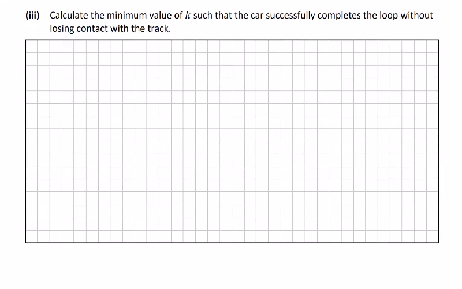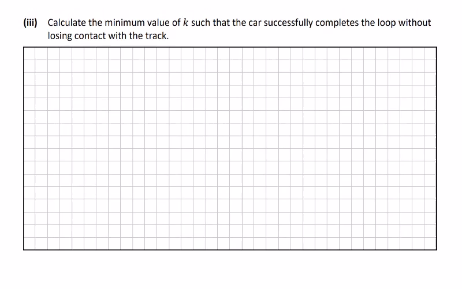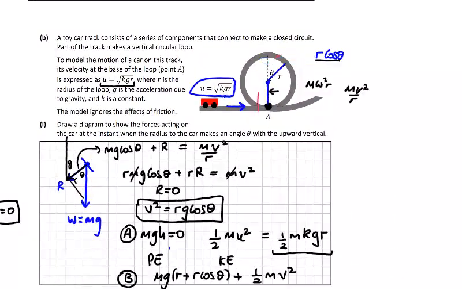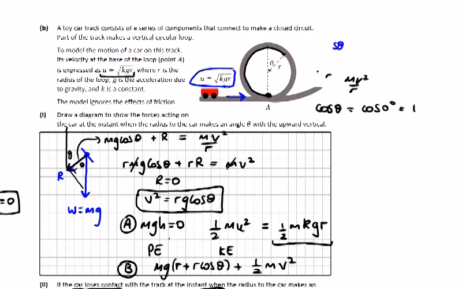Part 3, we have to find the minimum value of k such that the car successfully completes the loop without losing contact. What's going on there? It successfully completes the loop without losing contact. It means that the car is here. Well, theta is going to get smaller, it's going to get bigger, then it's going to become 0 degrees. So the cos of theta will be the cos of 0 degrees, which is equal to 1.